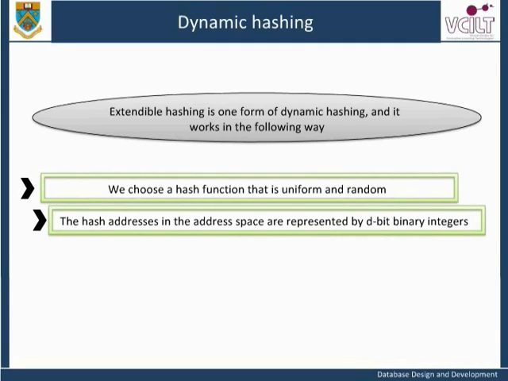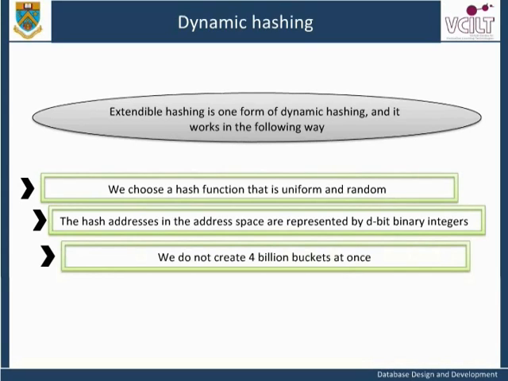The hash addresses in the address space, that is, the range, are represented by d-bit binary integers, typically d equals 32. As a result, we can have a maximum of 2^32, over 4 billion buckets. We do not create 4 billion buckets at once. Instead, we create them on demand, depending on the size of the file. According to the actual number of buckets created, we use the corresponding number of bits to represent their address.